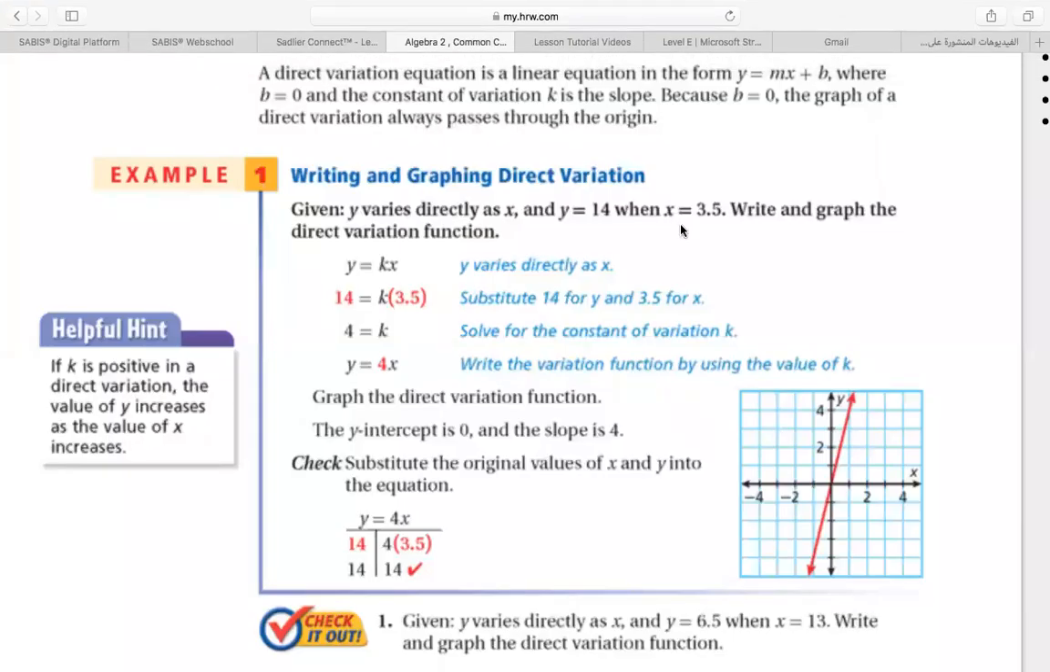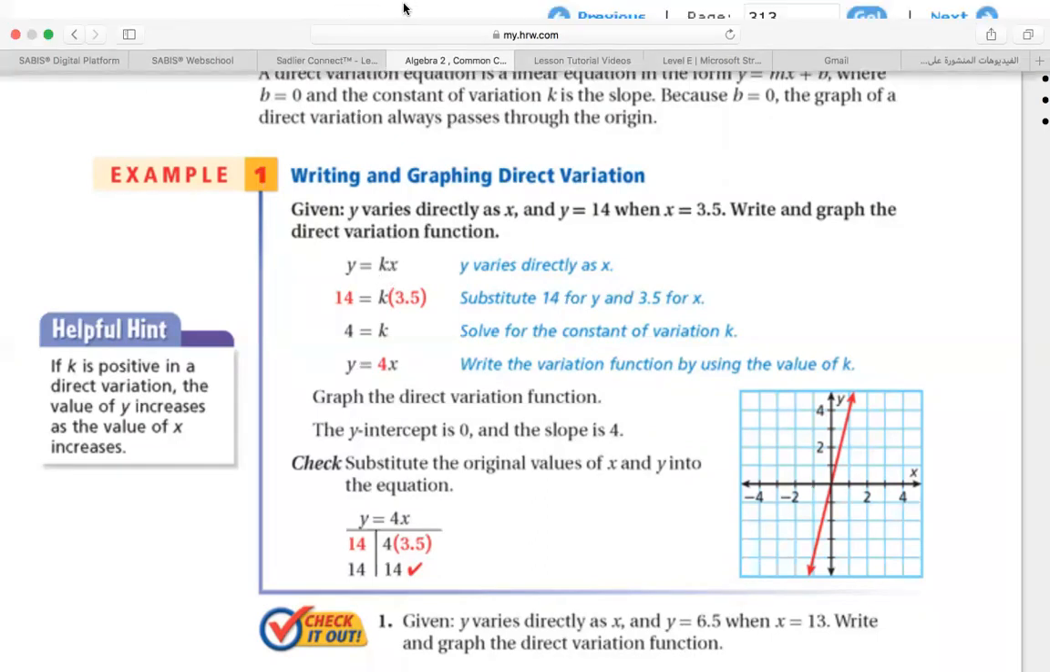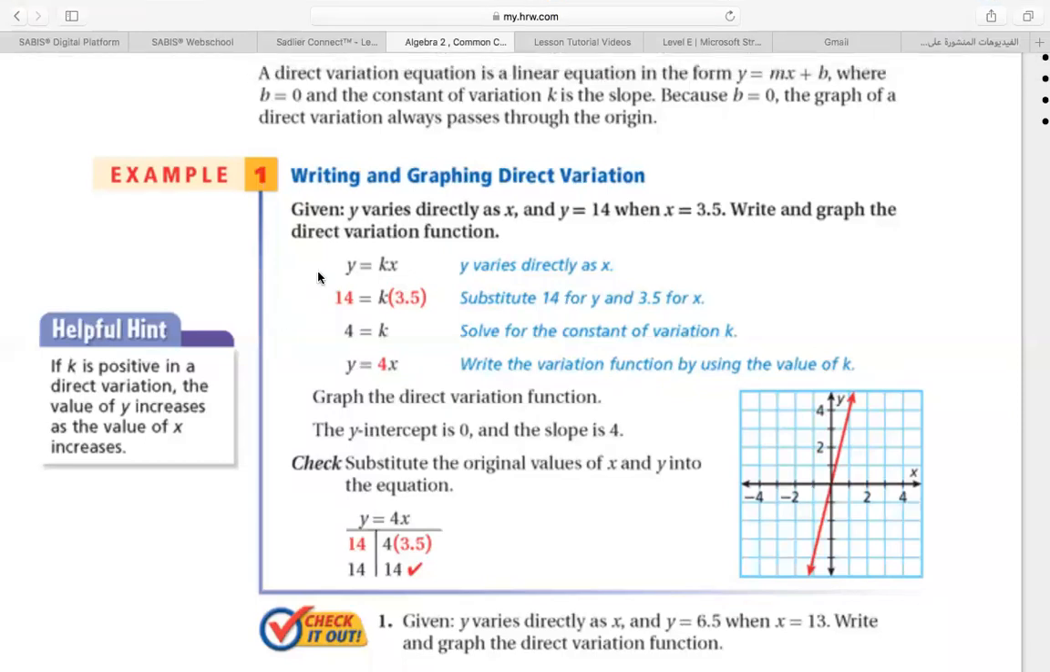Okay, let's take the first example here, writing and graphing. Given that y varies directly as x, and y equals 14 when x is equal to 3.5, write and graph the direct variation function. The direct variation function, I can write it as y equals kx.